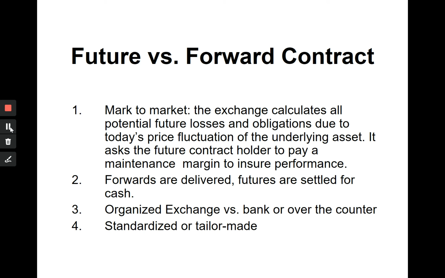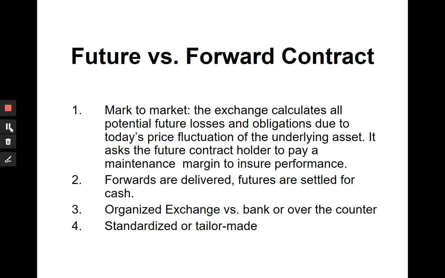Forwards are delivered, futures are usually settled for cash. It means at the end, if you have a futures contract, they give you some money for your losses and gains. But if you have a forward contract and underlying asset is wheat, at the end, trucks would come to your depot and deliver tons of wheat as per the contract. So usually this is for a miller. This is not for someone who wants to bet on the movement of price of that commodity.